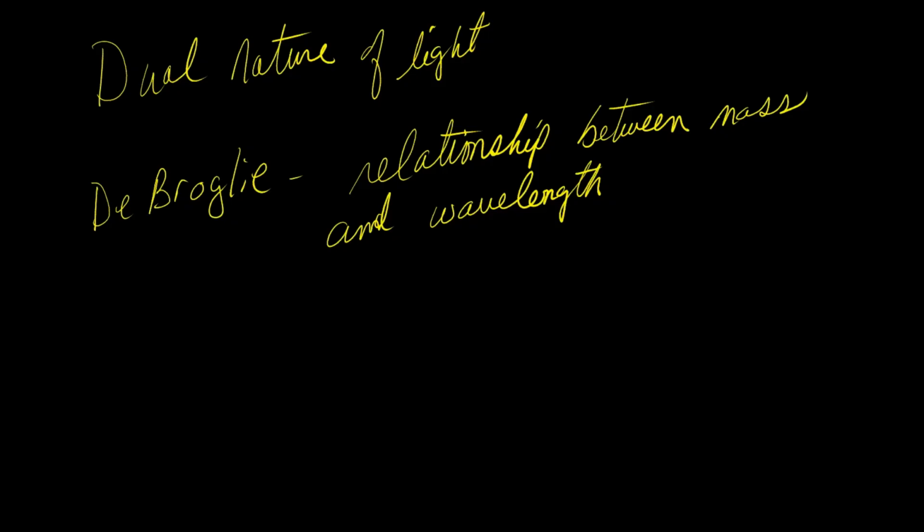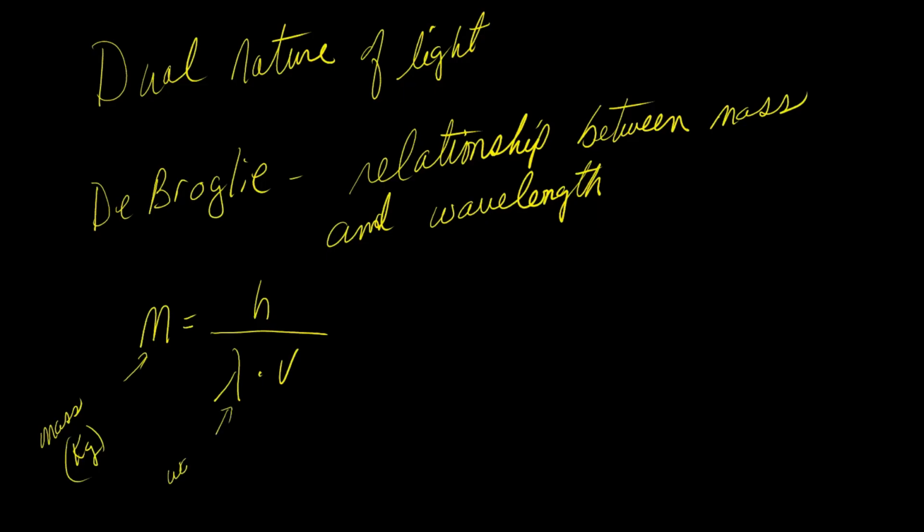Okay, so for a particle, his formula says that mass is equal to Planck's constant divided by the wavelength times the velocity. So this is mass in kilograms, wavelength, velocity, that'd be in meters per second, and Planck's constant.